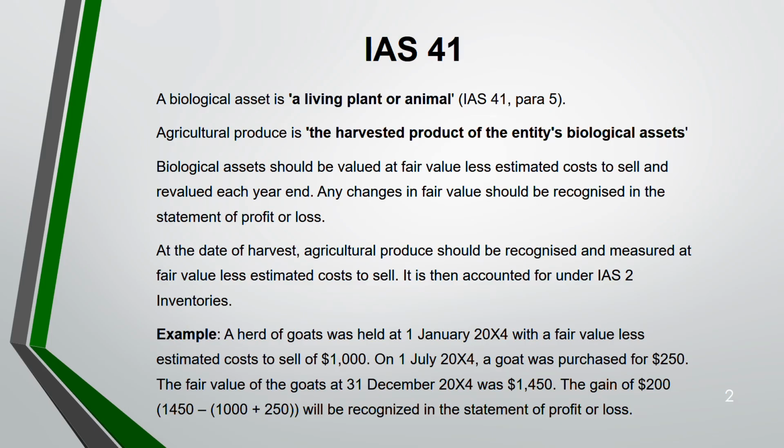Example, a herd of goat has a fair value less cost to sell of 1000. Goat was purchased for 250. So the fair value at 31st December is 1450. Now you have to find out the gain or the loss. So you see, first fair value less cost to sell is 1000 and you have purchased another goat for 250. So 1250, and the fair value was 1450. So it has increased from 1250 to 1450. The difference is 200. That 200 is the gain, which will be recognized in the statement of profit or loss.